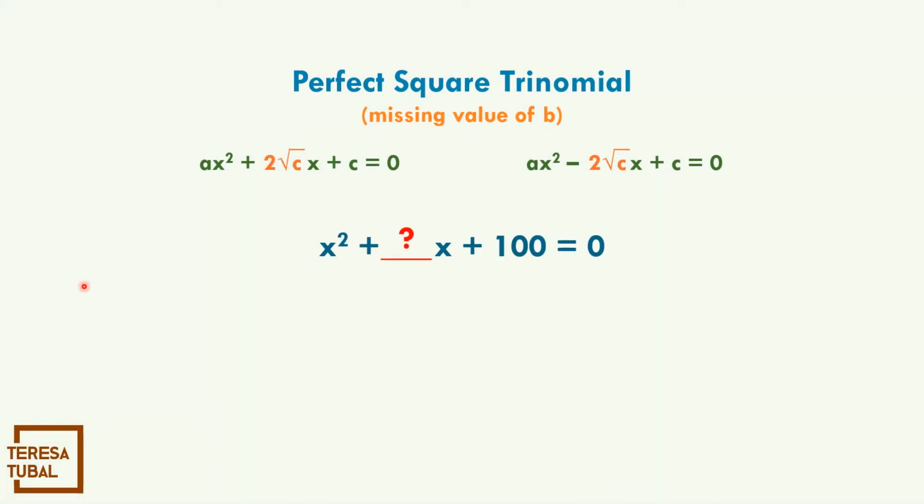So let us apply it to x squared plus a blank x plus 100. The formula is 2 times the square root of c. The value of c is equal to 100, and the square root of 100 is equal to 10. 10 times 2, or 2 times 10, is equal to 20. So it means the value of b is equal to 20. If we want to check, we divide it by 2 and multiply by itself: 20 divided by 2 is 10, and 10 times 10, the answer is equal to 100.